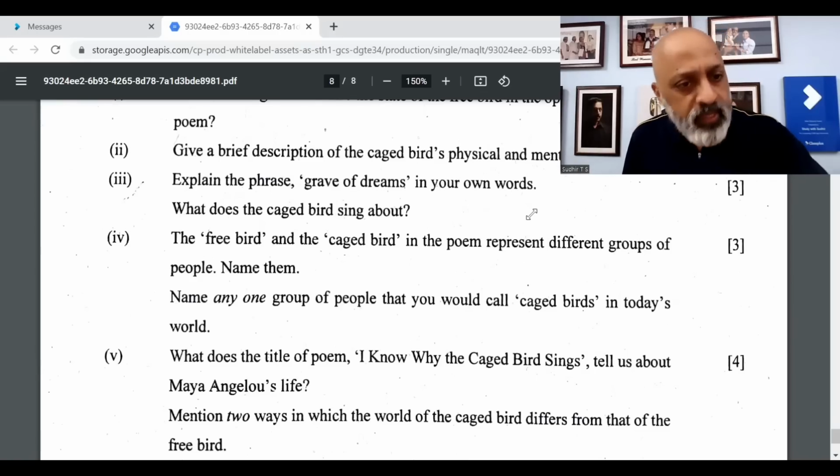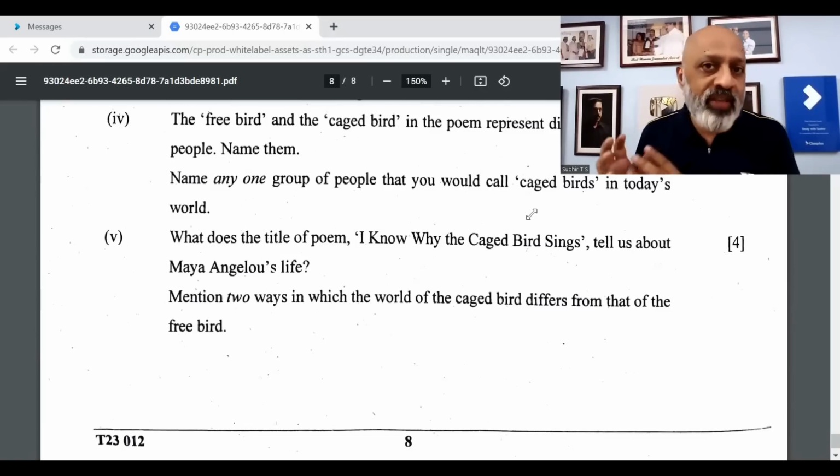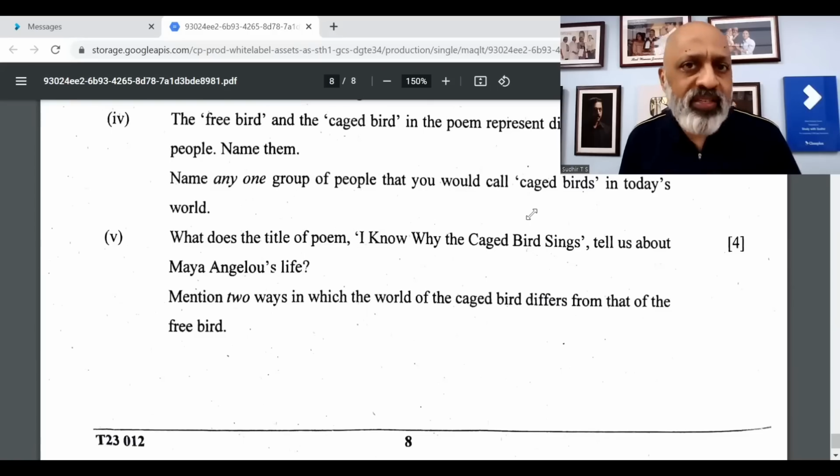So interesting paper, pretty easy, at least as far as the MCQs are concerned. Even in the subjective questions, nothing which would really throw you, and be some kind of a googly. So I hope all of you have done pretty well. You now have a 2, 3, 4, 5, 4-day gap between now and the history civics paper. We will continue to help you with the history civics paper with many more videos and test papers.